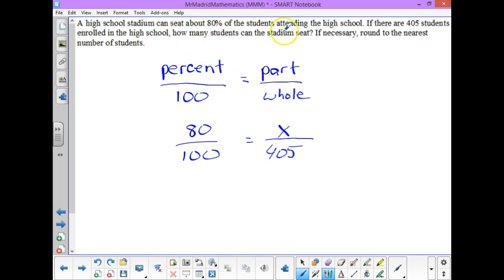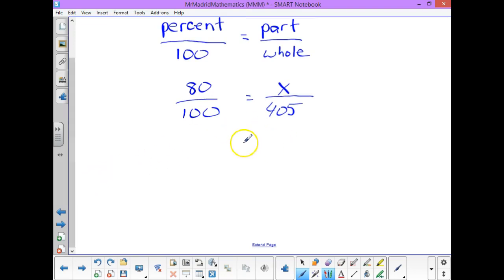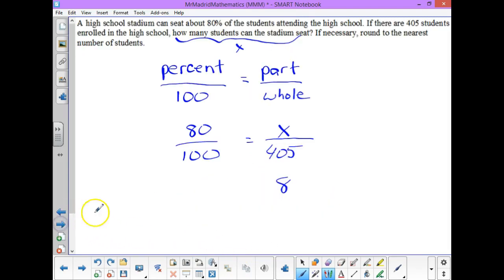And it says how many students can the stadium seat? Well, that right there would be your X. How many? So we're going to go ahead and call it X. So now we just looked at earlier the math behind solving a problem like this. I'll use the shortcut. Okay. Oops, I was going to put 80x. Don't want to go too fast.